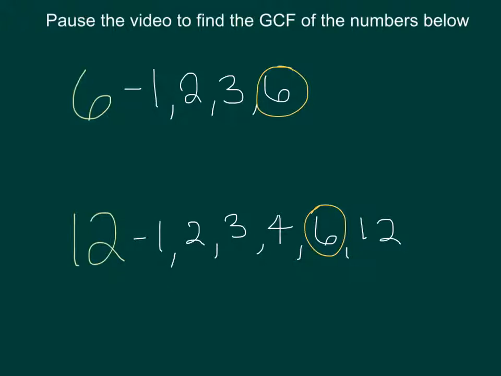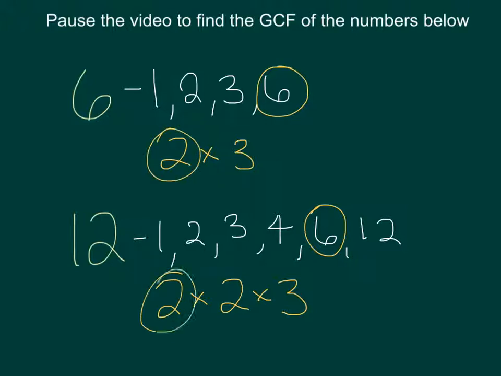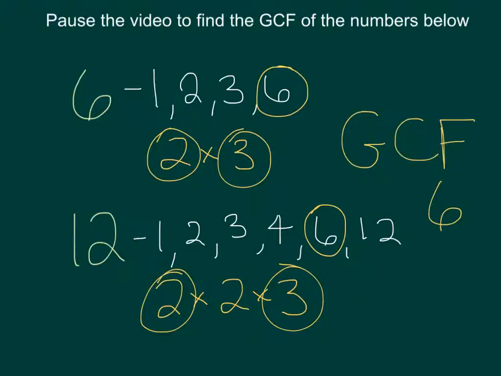We can also do this by listing the prime factorization. The prime factorization for 6 is 2 times 3. The prime factorization for 12 is 2 times 2 times 3. So again, they both have a 2. They both have one 3. So the greatest common factor both ways is 6.